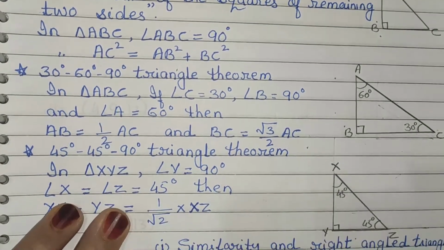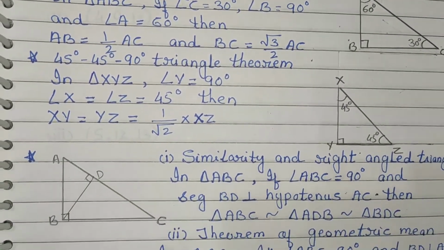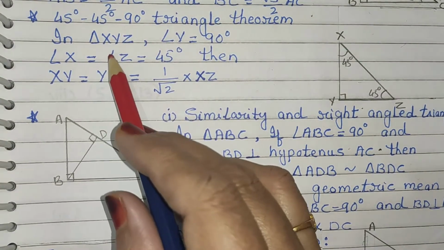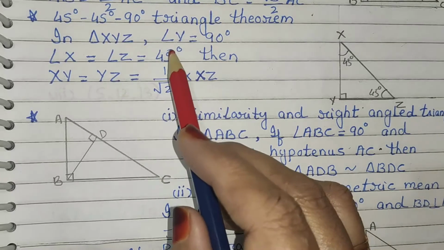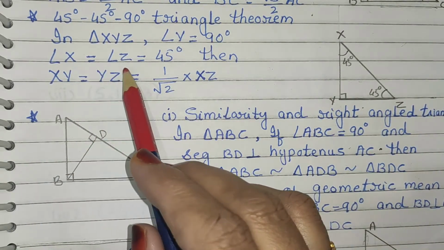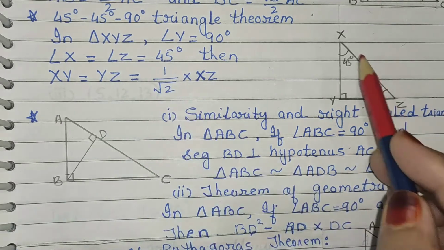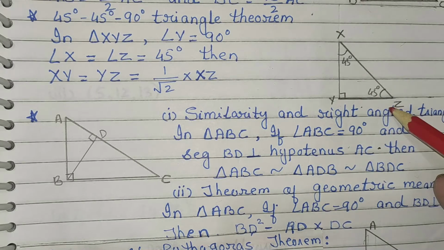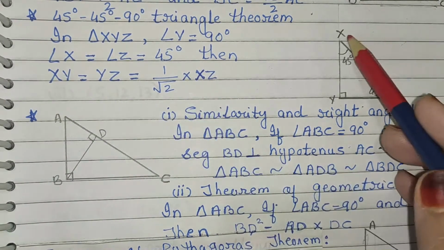Next is 45, 45, 90 triangle theorem. In triangle XYZ, angle Y is equal to 90 degree, angle X is equal to angle Z is equal to 45 degree, then XY is equal to YZ is equal to 1/√3 into XZ.